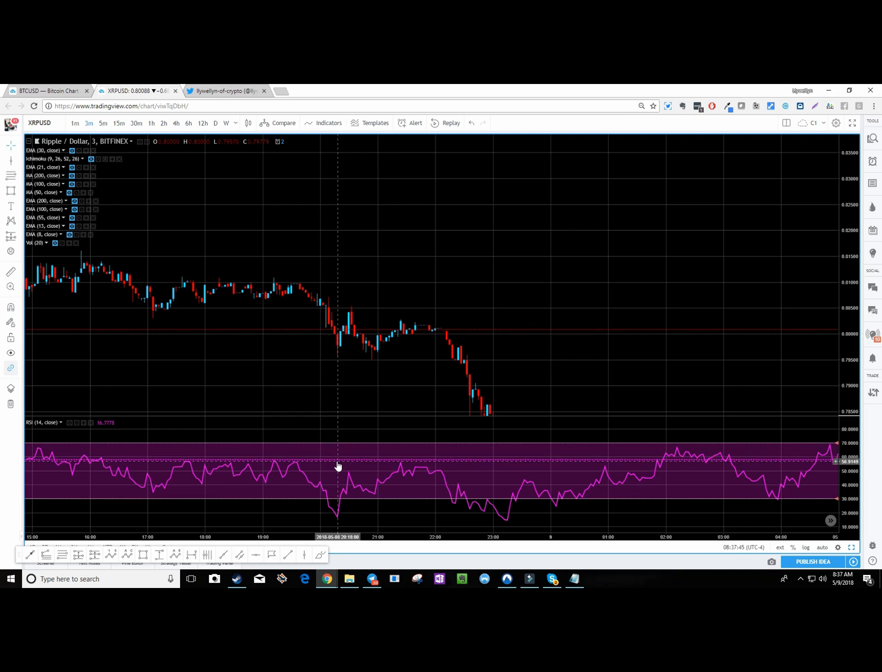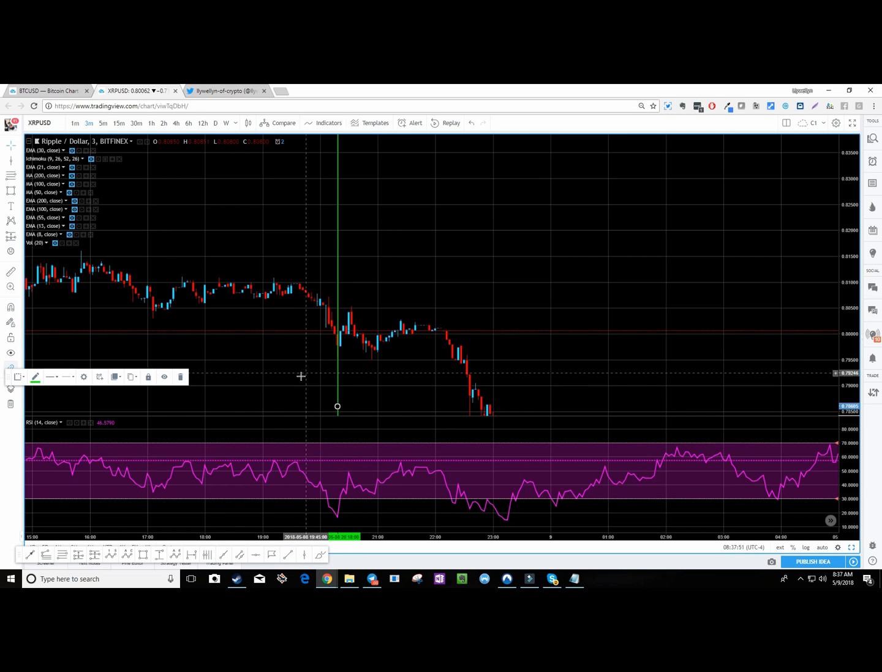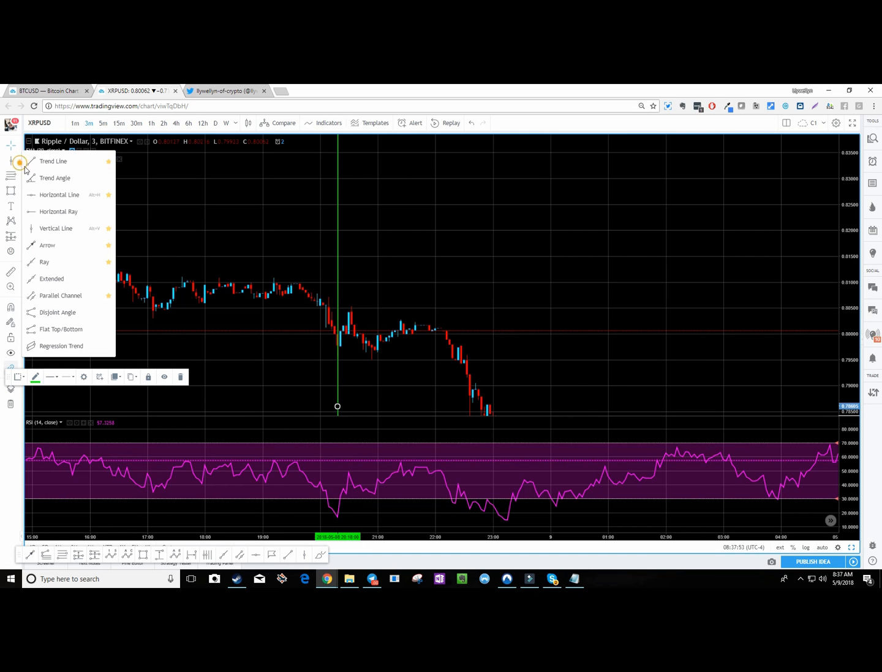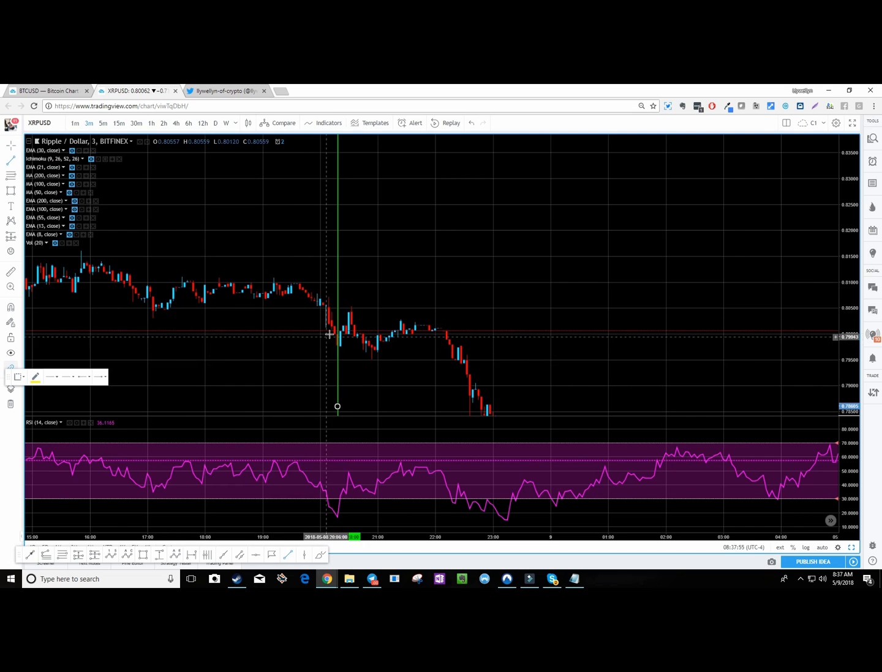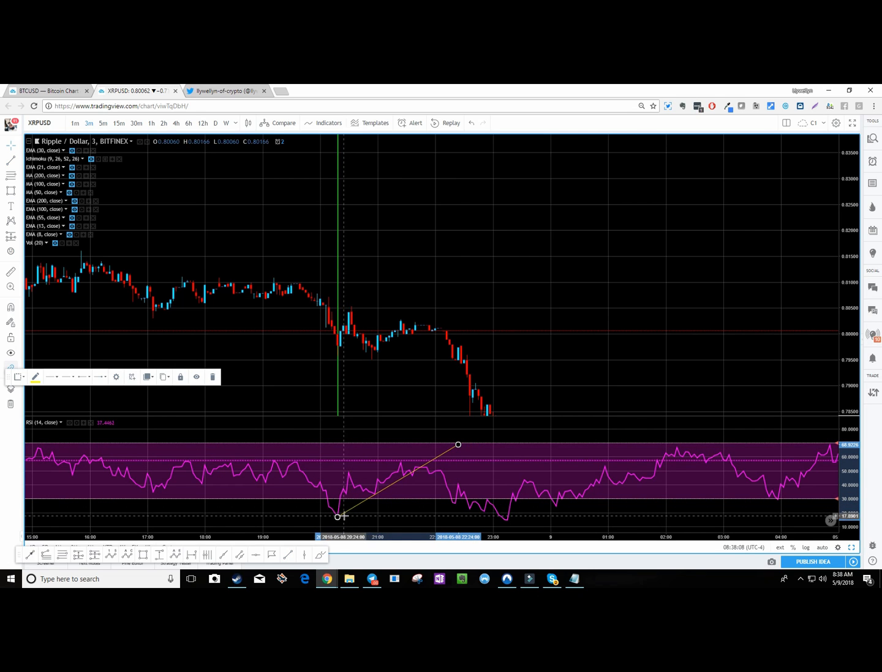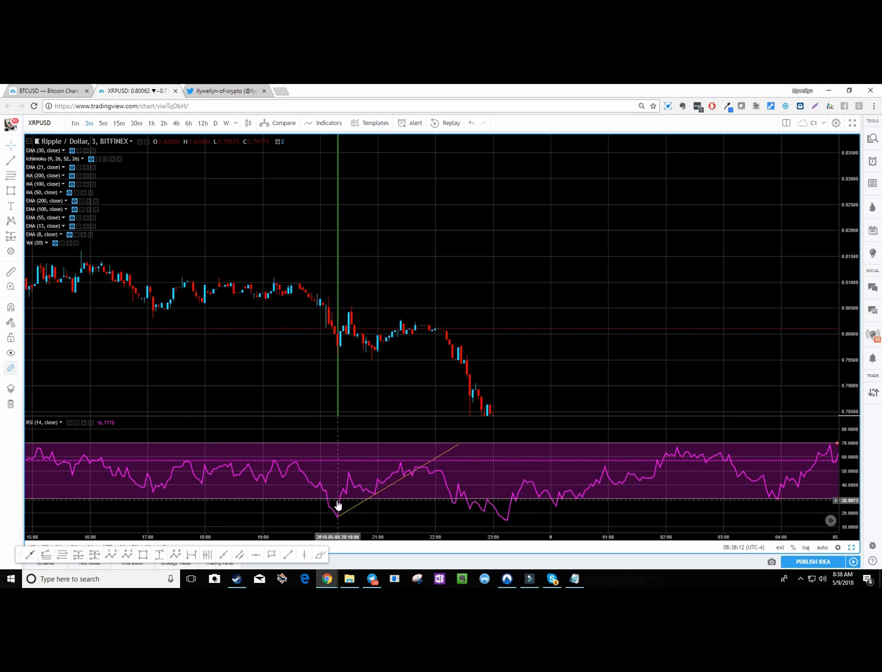So I bought in about right there and went long. Then price ticked down a little bit more, and RSI had some nice bullish divergence here. So I added a little bit to the position to average down. According to the system, we go from our spike into the overextended region.